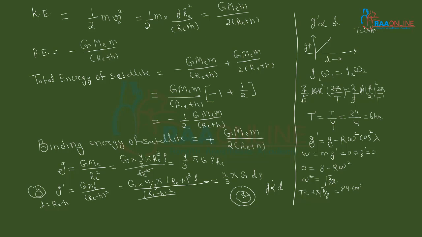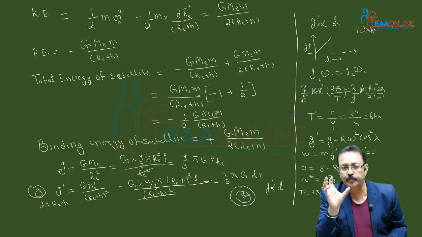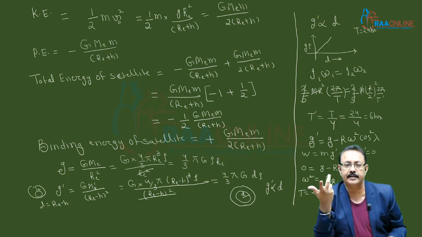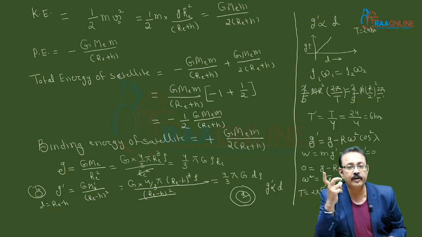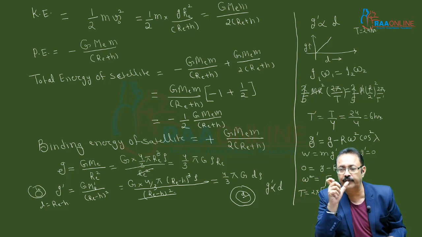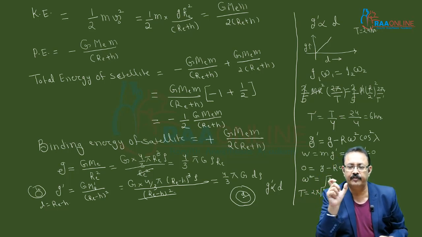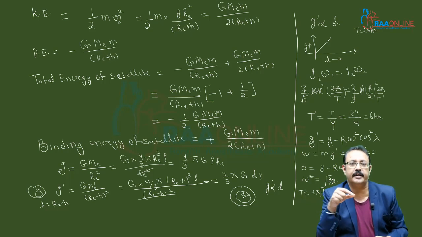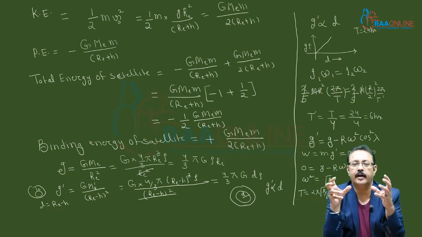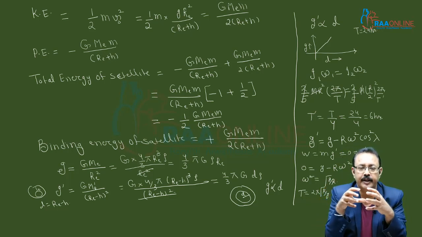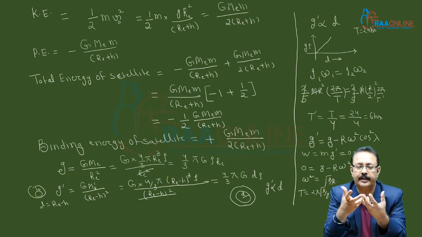If on equator objects are suddenly weightless, what will be the length of day now? It will be 1.5 hour nearly. It will be 84.6 minutes now. So if we are combining the gravitation with rotational motion, you will get some interesting facts, and they can ask.